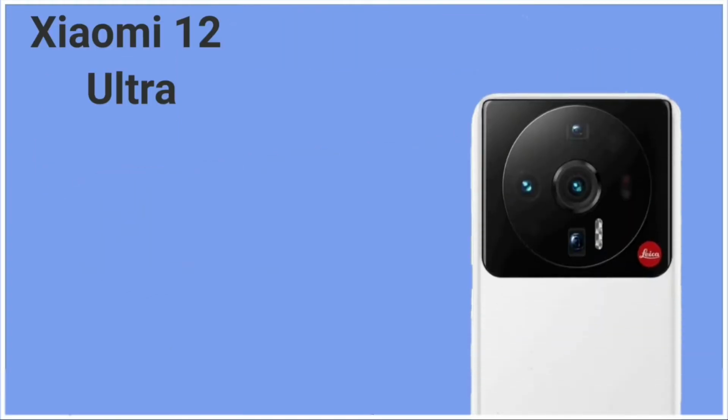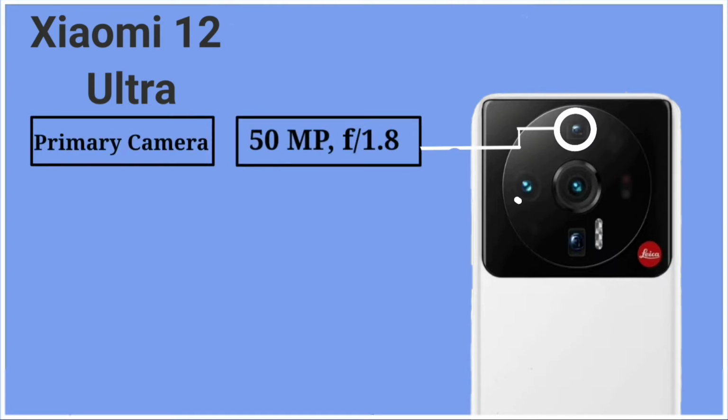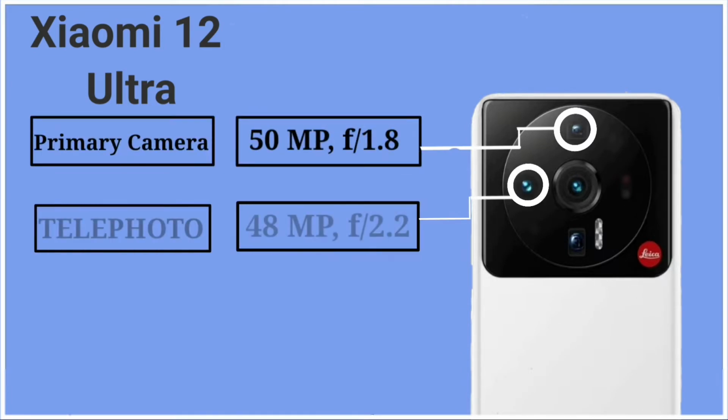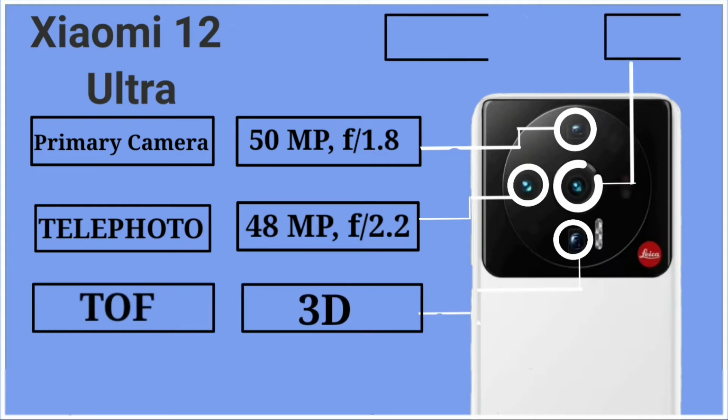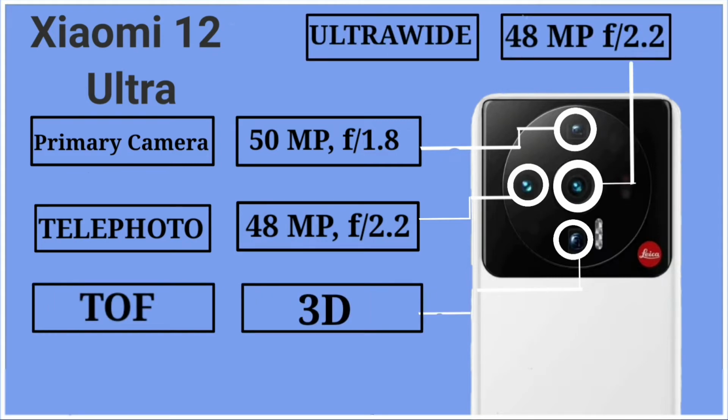Let's talk about camera in detail. I start with Xiaomi 12 Ultra. It also has a triple camera setup and its primary camera comes with 50 megapixel, aperture 1.8, telephoto 48 megapixel, aperture 2.2, and ultra wide of 48 megapixel, aperture 2.2.